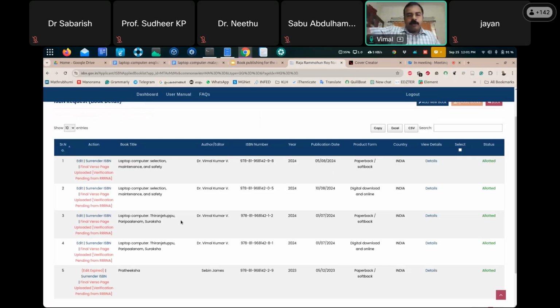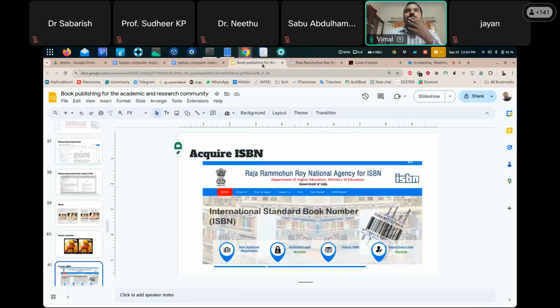Suppose I have published both English and Malayalam versions. I have applied for 4 ISBN numbers. At a time, you can apply for 1 ISBN number. Within 2 days, they will allot the ISBN number. After that, you can apply again for the second one. So this process is now online and very easy to get an ISBN number. Many academic community members don't know how to get an ISBN number. To get only an ISBN number, they approach a private publisher to publish their book.